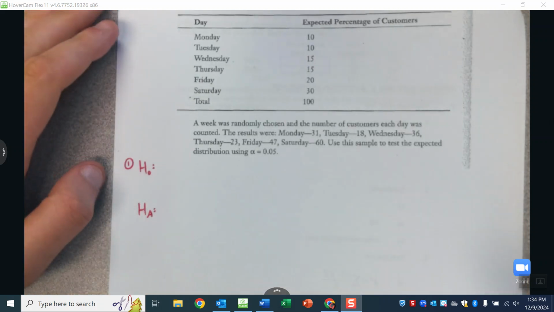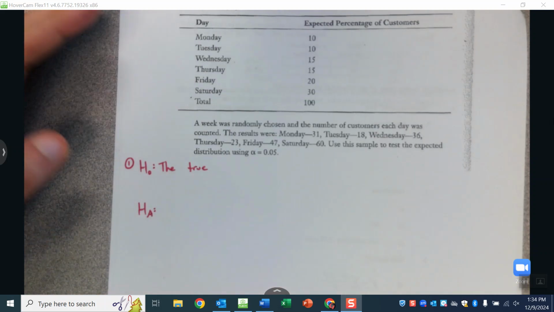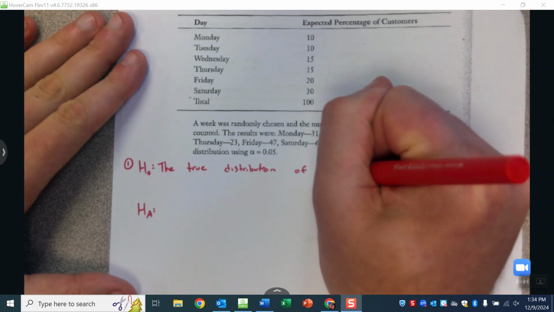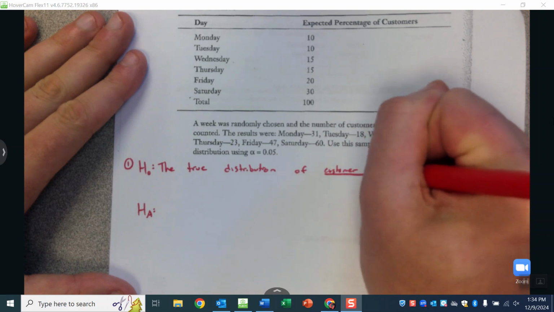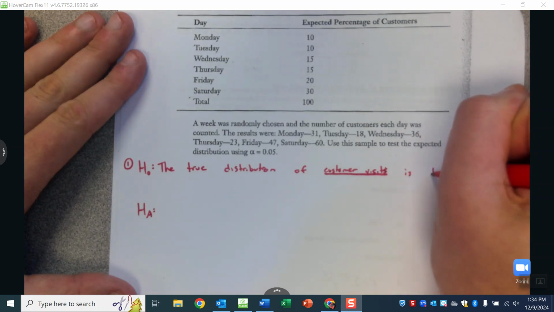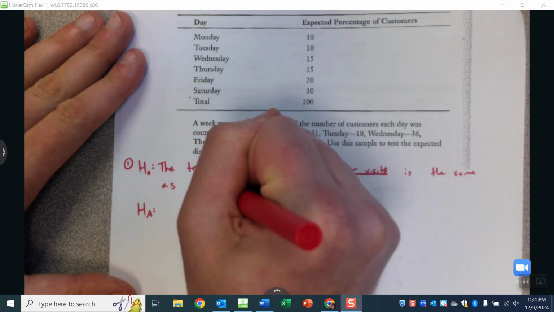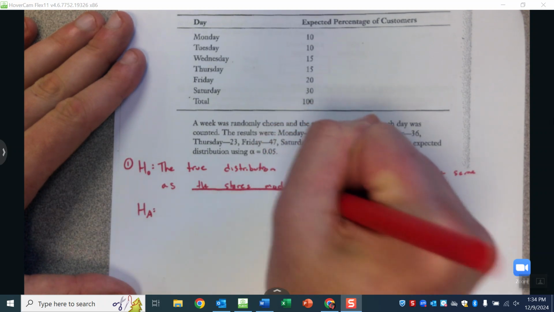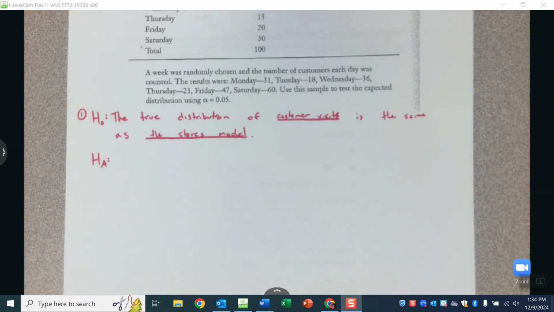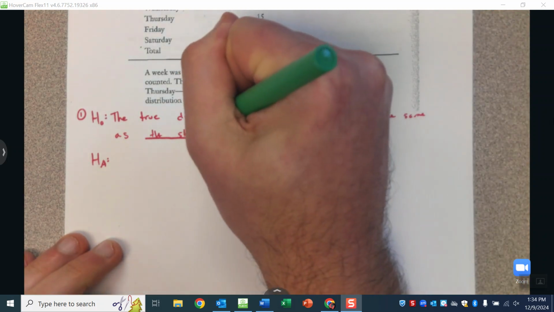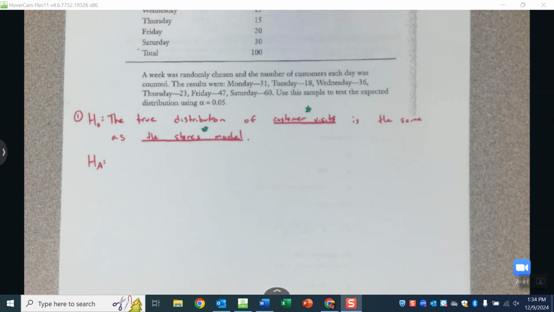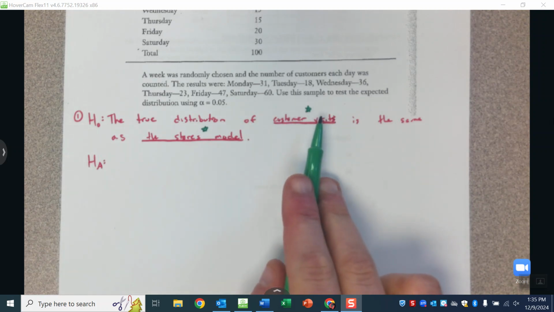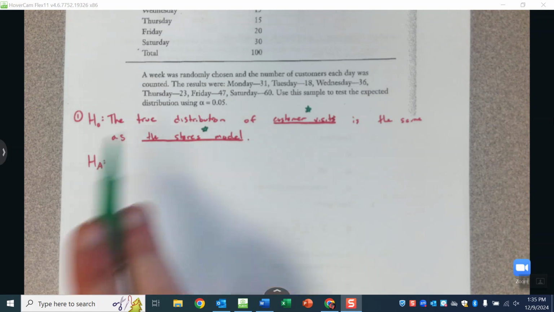All right, so the null for this test is going to be that the true distribution of whatever you're studying, in this case customer visits, is the same as wherever your expectation comes from. In this case, it's the same as the store's model. This is always going to be the null for goodness of fit, and the only thing that would change is this underlined part. If you're studying something else, that would go in this spot, and whatever your expectation is would go in this spot.